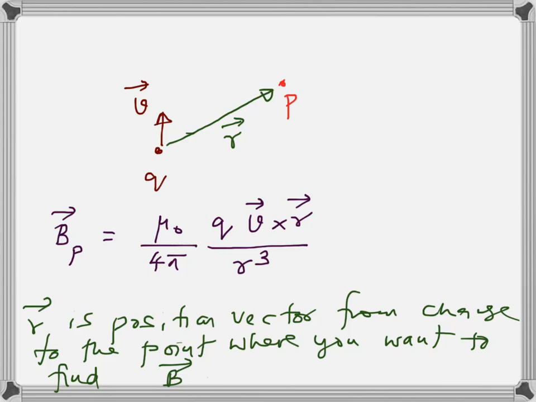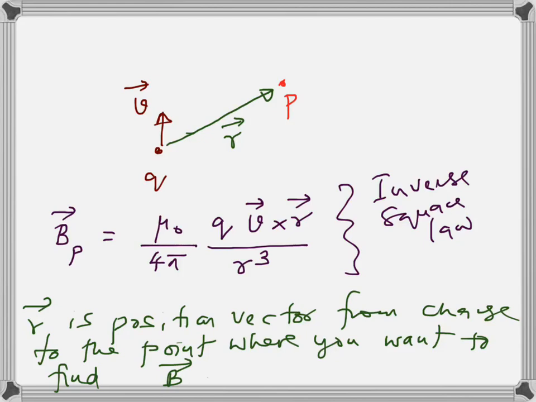Effectively, if you see, this law is inverse square law only. Inverse square law means it is proportional to 1 by R square. Immediately somebody will jump and say, sir, but you wrote R cube in the denominator. But there is another R in the numerator in the form of V cross R. So effectively it's an inverse square law. Okay, but to get the direction in a very convenient way, we are writing the numerator as a cross product V cross R.